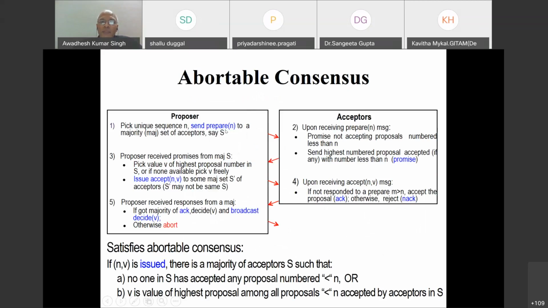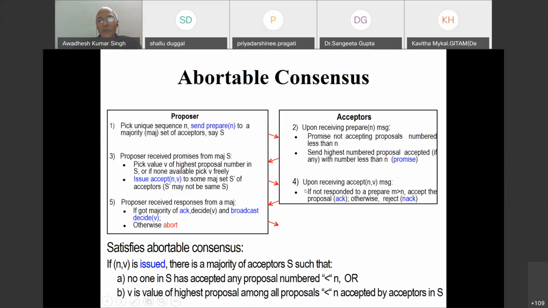For example, the proposer has proposed n, and n is 5. So acceptors will promise that they will not accept any proposal whose value is less than 5. That is a promise. Once this promise is returned to the proposer, the proposer will send another request: now you accept my proposal. So the previous one was a promise, and now it is accept.